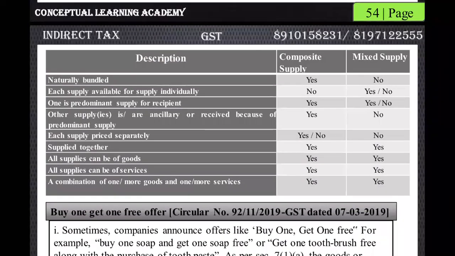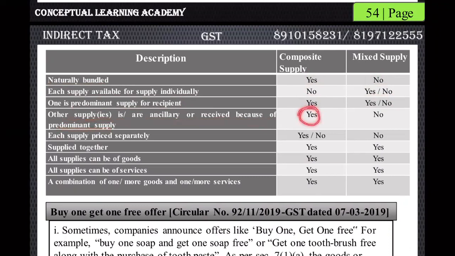See, composite supply or mixed supply difference. Naturally bundled: in composite supply, yes; for mixed, no. Each supply available to supply individually: in composite, no; in mixed, yes. It may be, it may not be. One is the predominant supply of the recipient, that is the principal supply: composite, yes; mixed, maybe. Other supplies are ancillary, received because of the predominant supply.